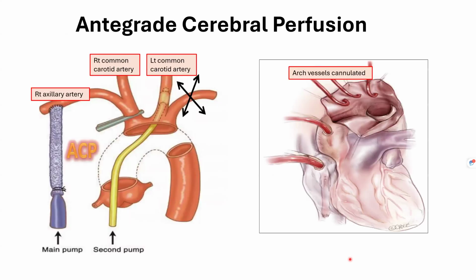So here you can see the antegrade cerebral perfusion. Antegrade cerebral perfusion can be done through your axillary artery or through your left or right common carotid. You can either do it by selectively cannulating the arteries, like the arch vessels, or through the axillary artery graft that you are using for going on pump, or something like this, where you individually cannulate those arch vessels and then you flow through that.